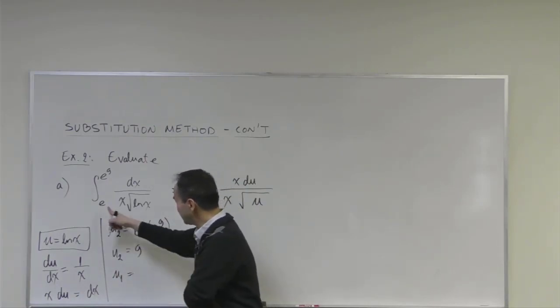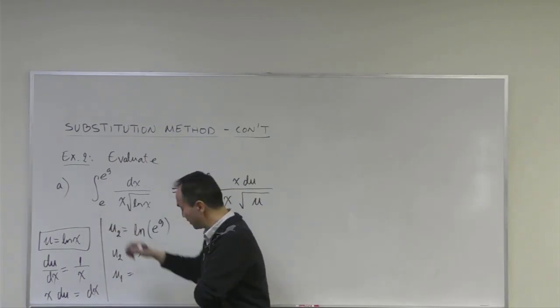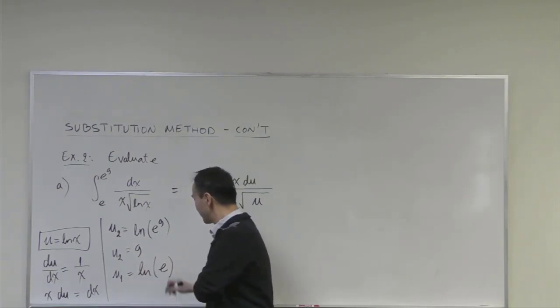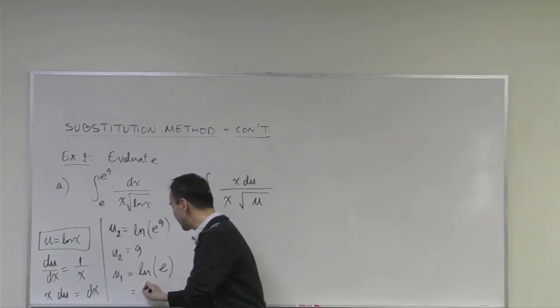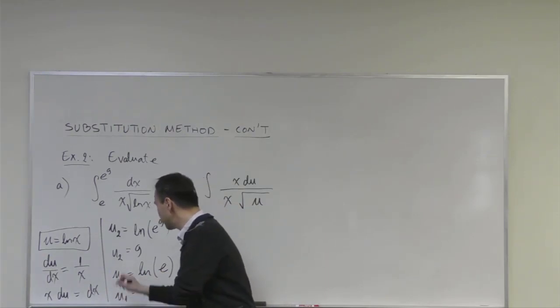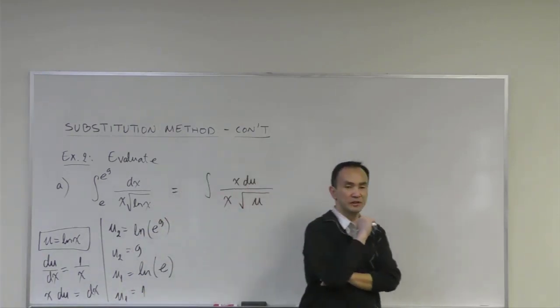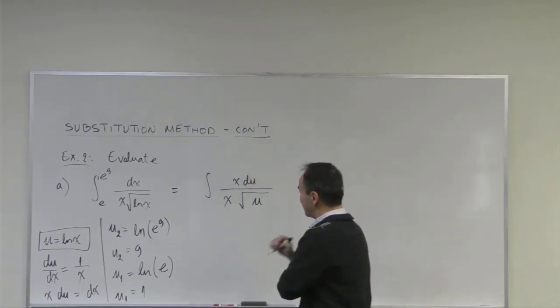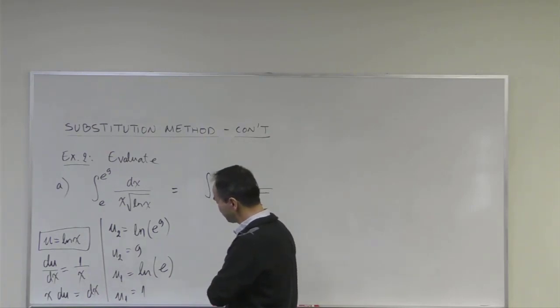And then u1 is where I substitute x equals e into our natural log function, making it natural log of e. Natural log of e comes out to exactly 1. So that's our lower limit of integration, the interval with respect to u, of course. And so now let's proceed further.